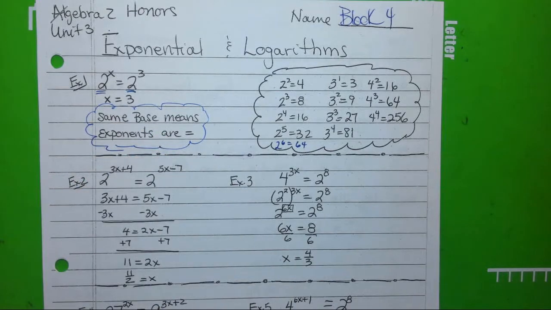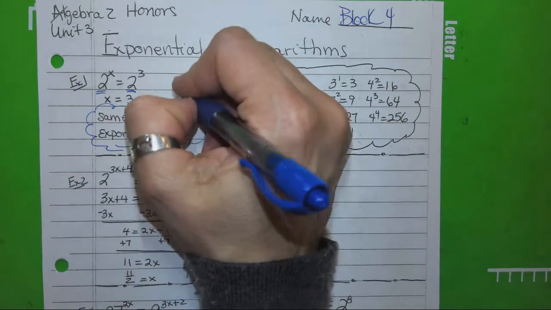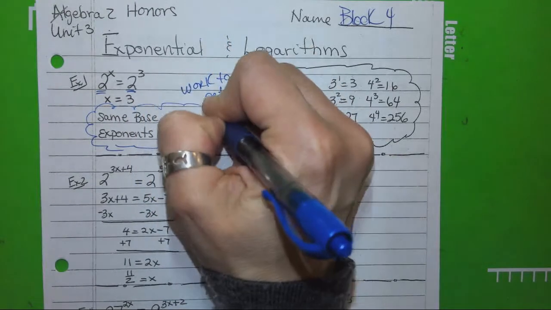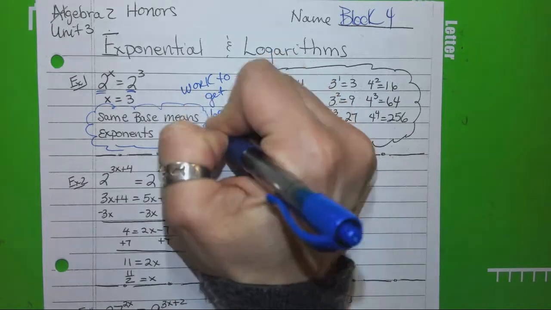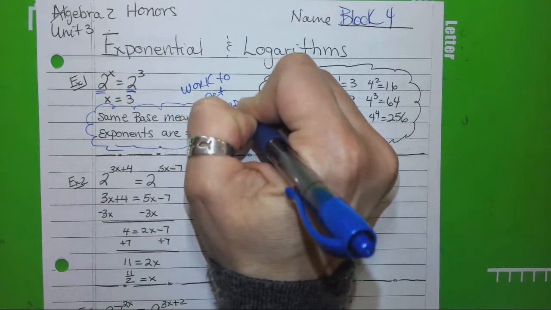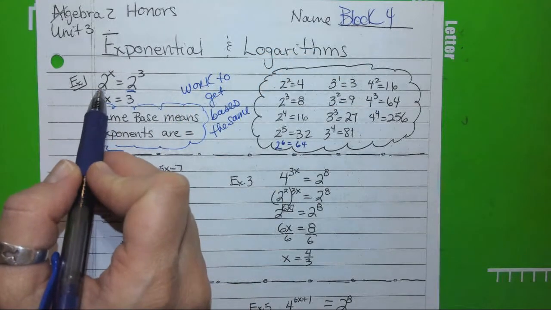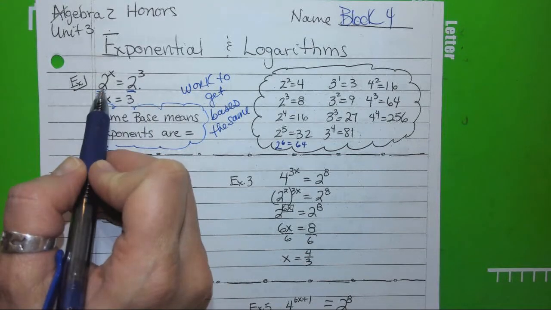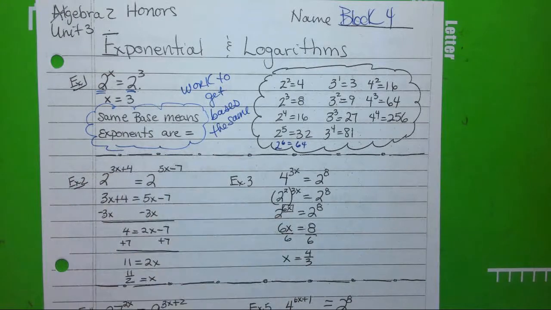So you're really trying to work to get the bases the same. Do you notice that there is only one base? We have a base of 2, we have a base of 2. We don't have 2 and some other base. So it looks like that.